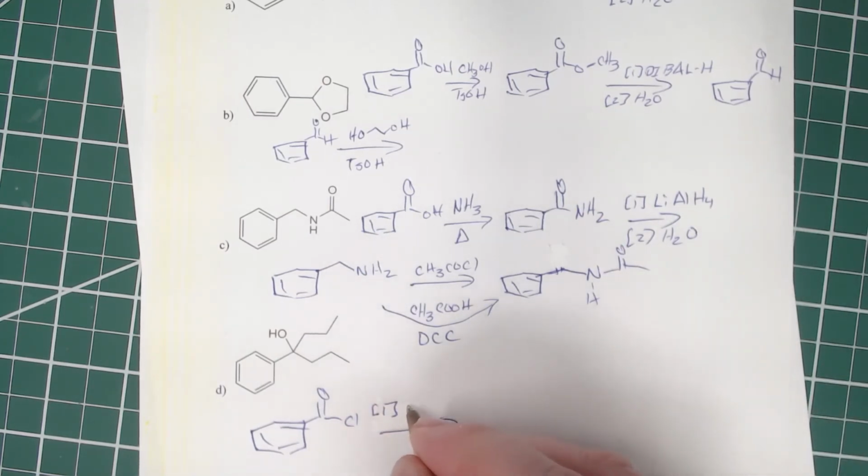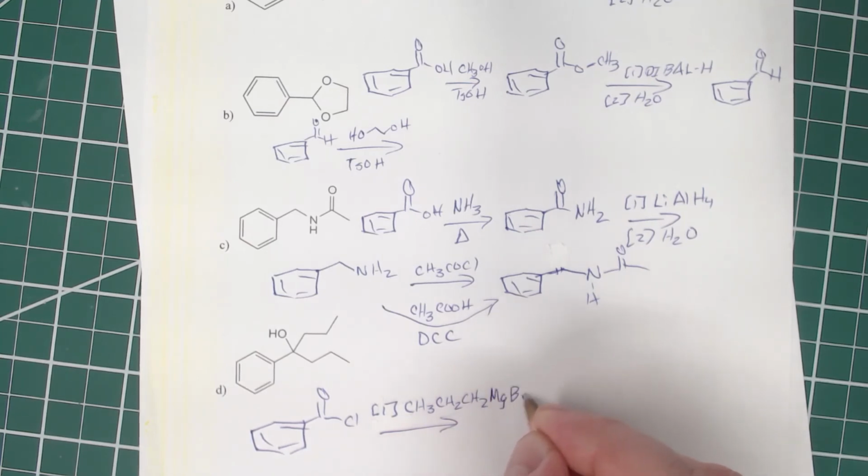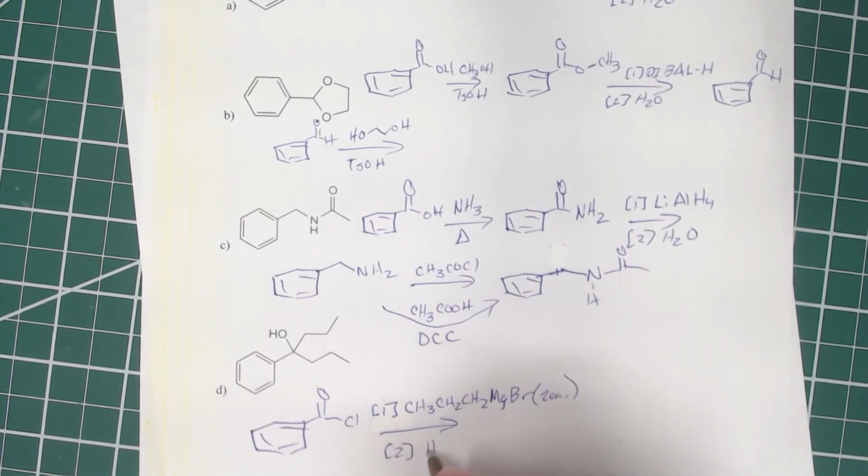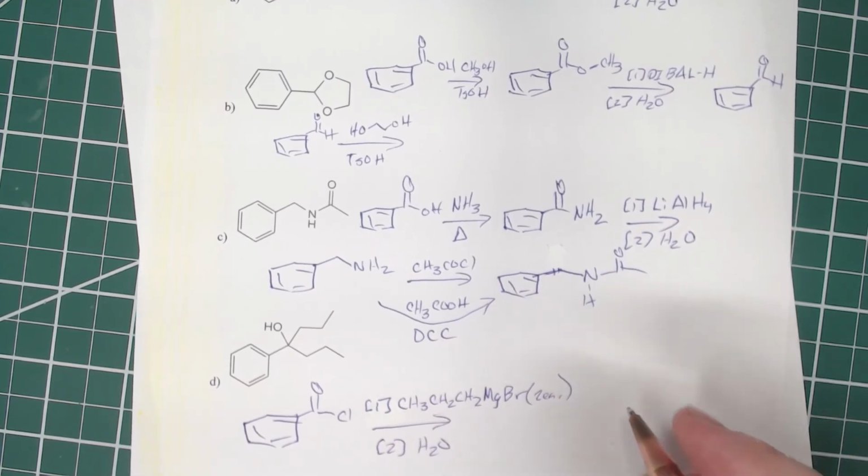Step 1, use CH3, and how many? 1, 2, 3 carbons. So CH3, CH2, CH2, MgBr, and we'll use 2 equivalents. And in step 2, we'll use H2O, and that will give us our product. It'll give us this product.